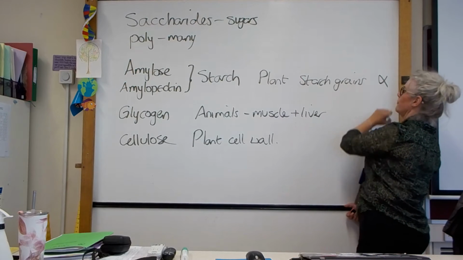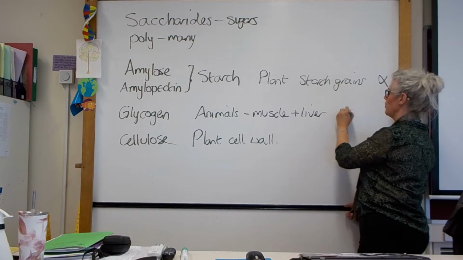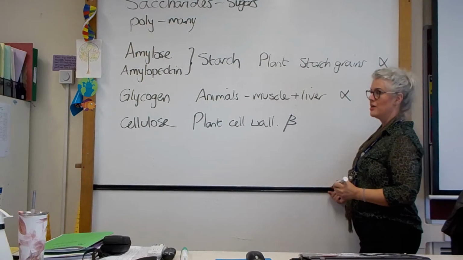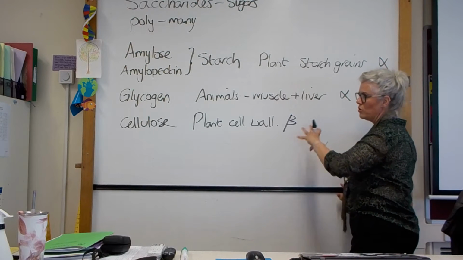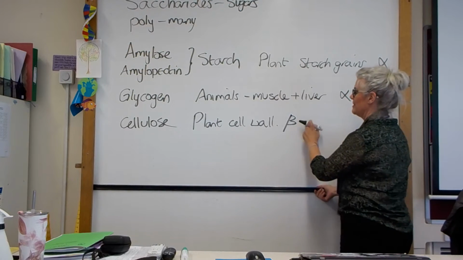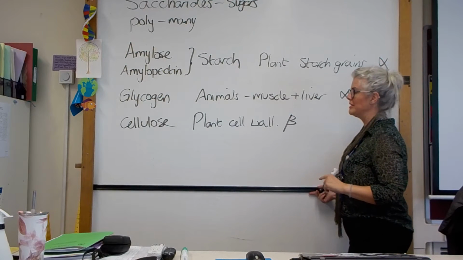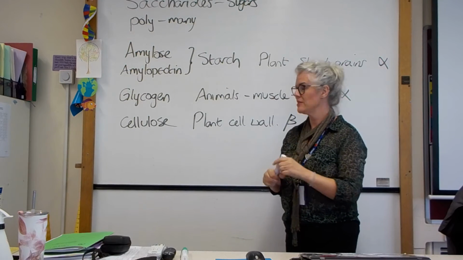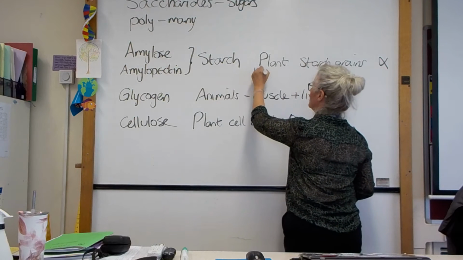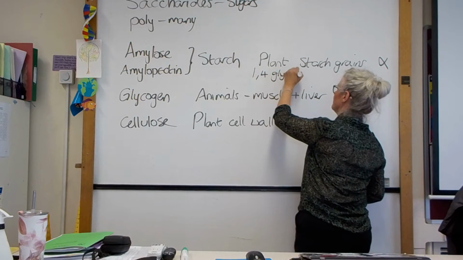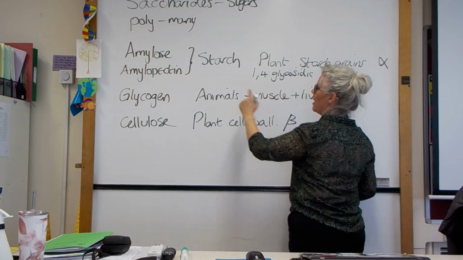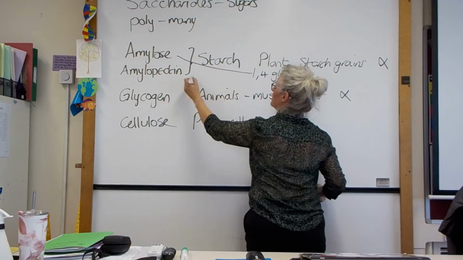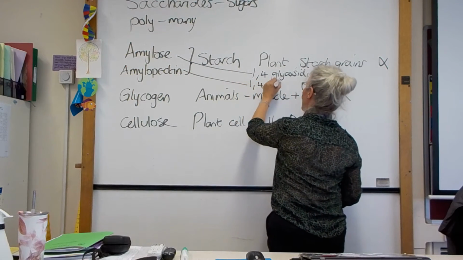Now, some other differences. This one is alpha glucose. Both of those are alpha glucose. This one is alpha glucose. This one, however, is beta glucose. So these three are long chains of alpha glucose, and this one is long chains of beta glucose. Now, your amylose is made only of 1,4 glycosidic bonds. Your amylopectin is 1,4, so that's that one, and this one is 1,4 and 1,6.